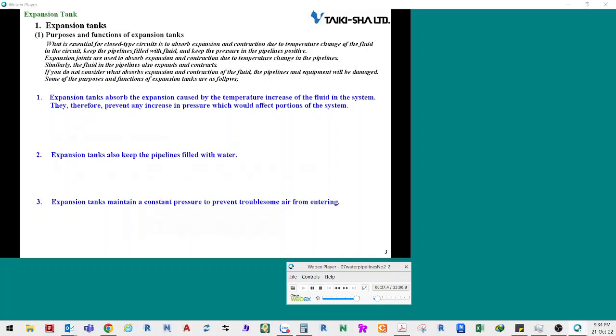Expansion tanks. Purposes and functions of expansion tanks. What is essential for closed-type circuits is to absorb expansion and contraction due to temperature change of the fluid in the circuit, keep the pipelines filled with fluid, and keep the pressure in the pipelines positive. Expansion joints are used to absorb expansion and contraction due to temperature change in the pipelines.